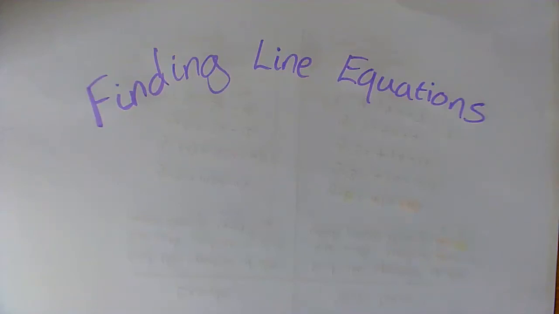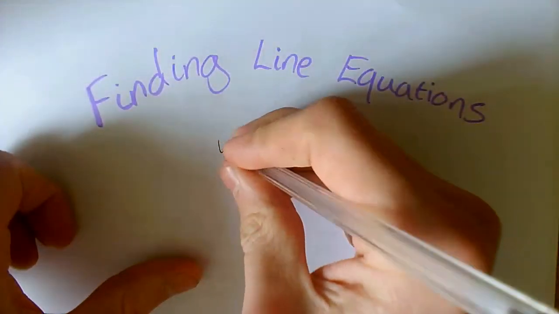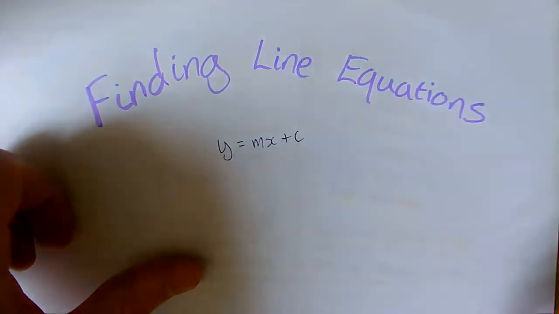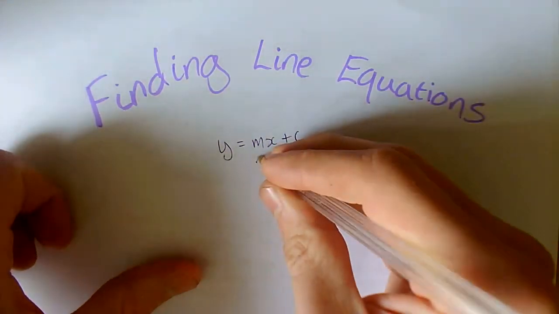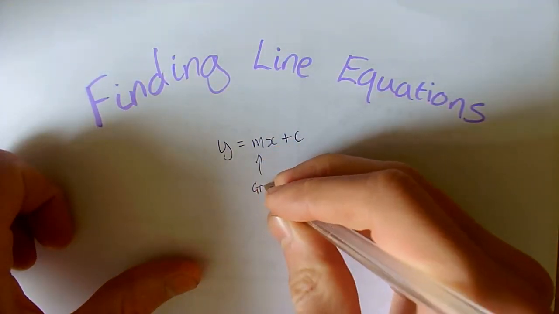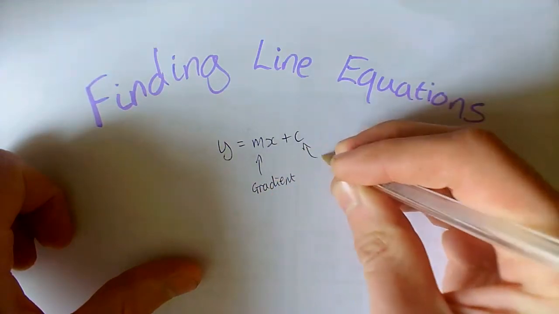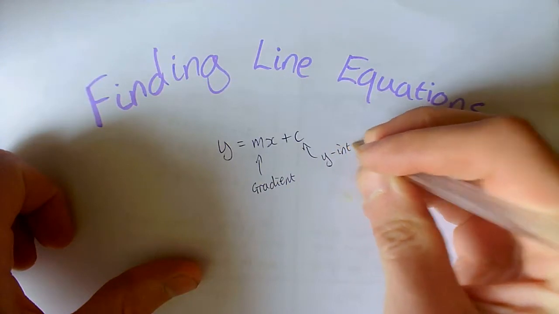So last week, what we were looking at was finding line equations, and we're sticking with that this week. But last week, our focus was on the formula y equals mx plus c. Now remember, in this formula, we had two bits, m, which is our gradient, and c, which is the y-intercept.